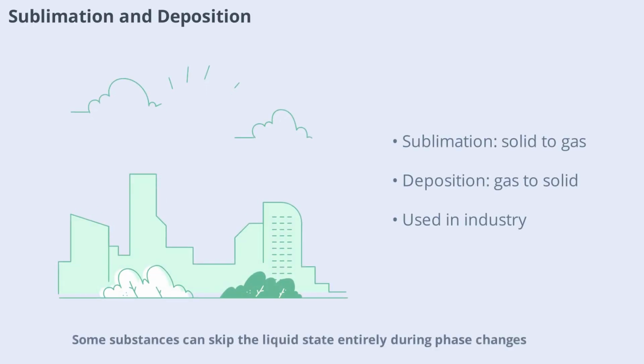Some substances can skip the liquid state entirely during phase changes. Sublimation is when a solid turns directly into a gas, like dry ice disappearing without melting. Deposition is the opposite, when a gas turns directly into a solid, such as frost forming on a cold window.